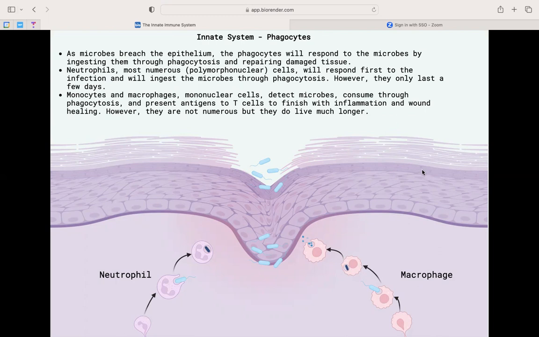The neutrophils, which are polymorphonuclear leukocytes, are the first to respond to infections and are the most numerous cell type. They first move to the areas of the infection and will ingest the microbes as soon as they invade the tissues. This process is called phagocytosis. However, neutrophils only function for approximately 1 to 2 days before completing their life cycle in the immune system.